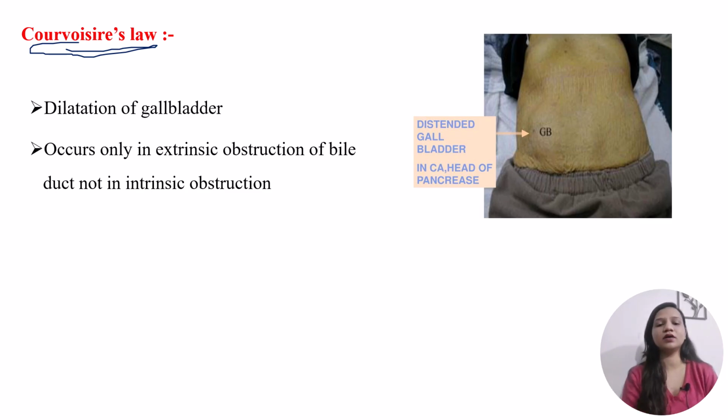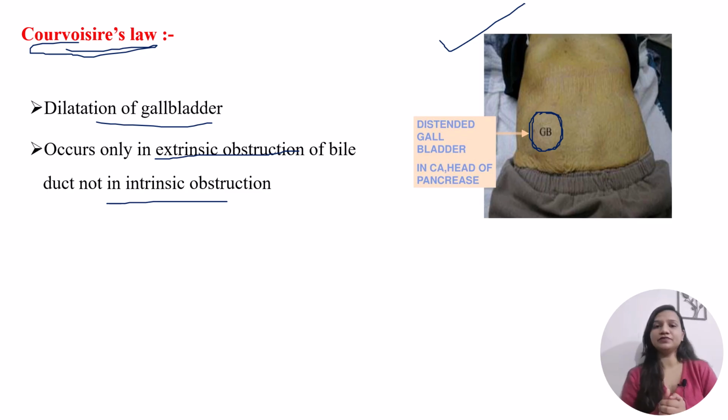There is a dilatation of the gallbladder, as you can appreciate here, the gallbladder is dilated, and on palpation it is non-tender, and the condition is obstructive jaundice. So this suggests that there is a malignant obstruction or malignant cause, and it is not due to gallstone. It occurs in extrinsic obstruction of the bile and not in intrinsic obstruction. This also means that there is something outside the liver which is a malignant cause, and not some obstruction occurring inside the liver. It is most commonly seen in CA of head of pancreas.